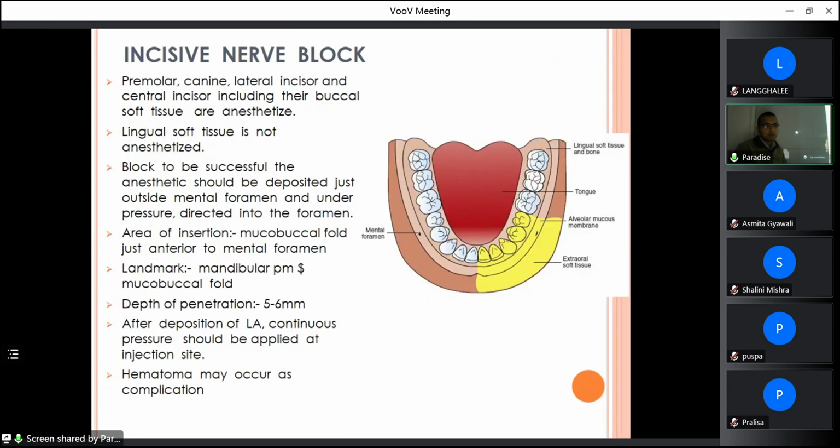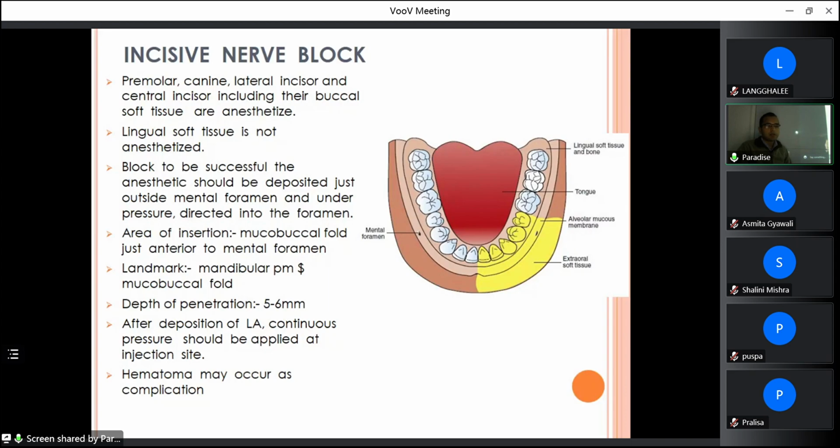Next is incisive nerve block. You can also give incisive nerve block, though clinically it's not important because you can directly block the inferior nerve. It's easy. But if you want to give the incisive nerve block while injecting the local anesthesia to block the incisive nerve, the mental nerve will also get blocked because both are not divided at the same point.